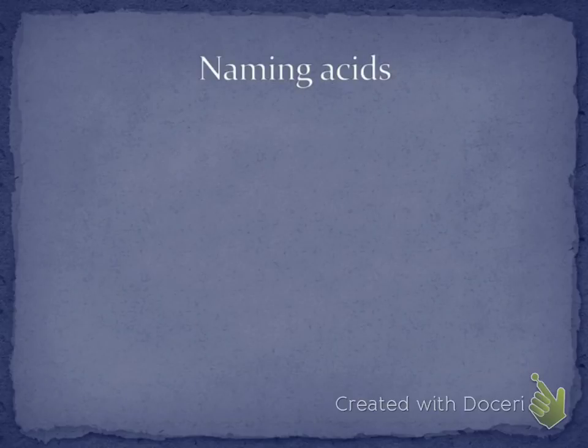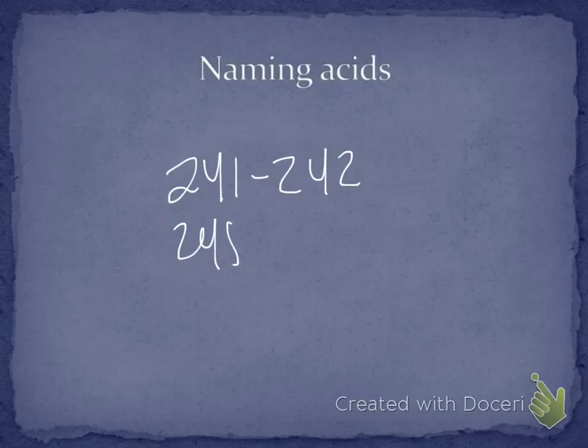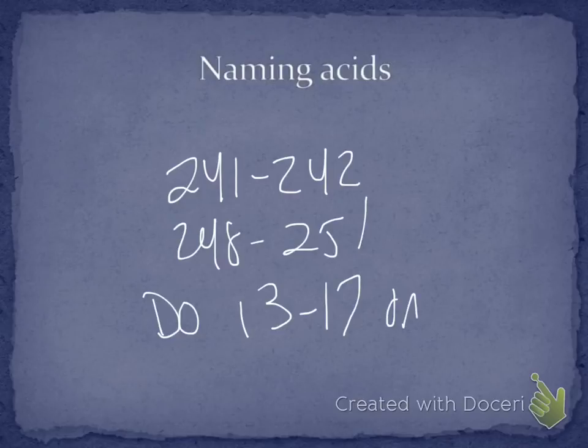Okay, so homework tonight, you were to read, I'll write it down here for you. I wanted you to read 241 through 242, and also read 248 through 251, and I wanted you to do 13 through 17 on 249, and also finish that naming and writing chemical formulas worksheet I gave you on Monday. I think there's like 5 more problems on that to finish up.